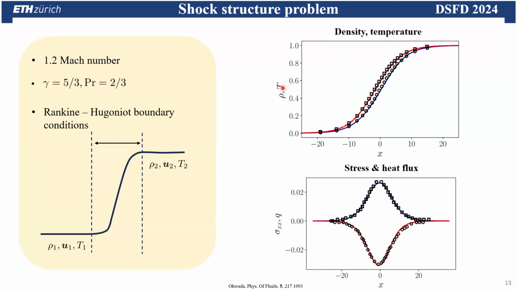So the final 1D problem is the shock structure for a Mach number of 1.2. Here the domain is initialized according to the Rankine-Hugoniot condition, and the solution is developed until we reach steady state. In the top right plot, you can see the density and the temperature that evolve through the shock. The bottom shows the corresponding results for the stress and the heat flux, where in all cases we see quite good agreement with the reference.